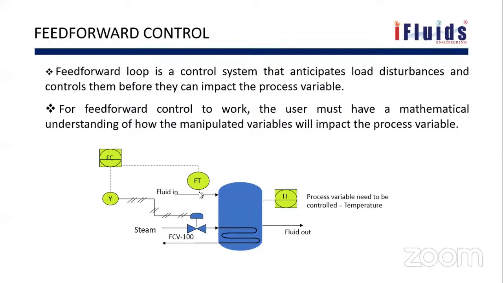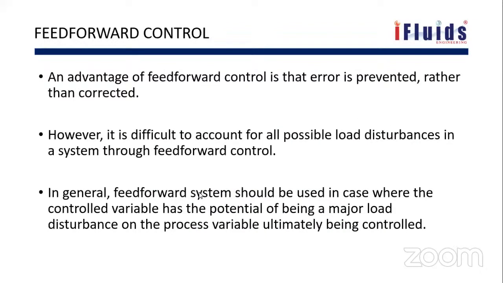So likewise, this feed forward control has a disadvantage. In general, a feed forward system should be used where the controlled variable has the potential of being a major load disturbance. So only major load disturbances can be taken into account for feed forward. And again, in feed forward, error is prevented. It's a preventive action rather than corrective action, which we saw in feedback control.